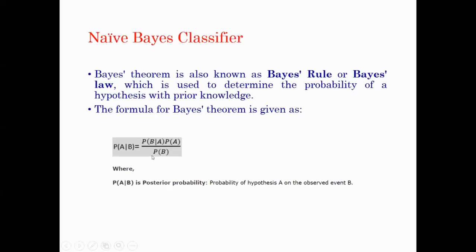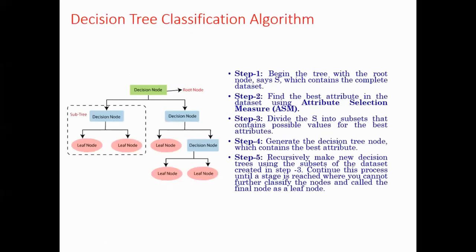So this P(A|B) is the posterior probability, the probability of hypothesis A given the observed event. You have to calculate the probability for each class, then take the maximum. So that is the Naive Bayes algorithm. Similarly, another well-known machine learning algorithm is the decision tree.